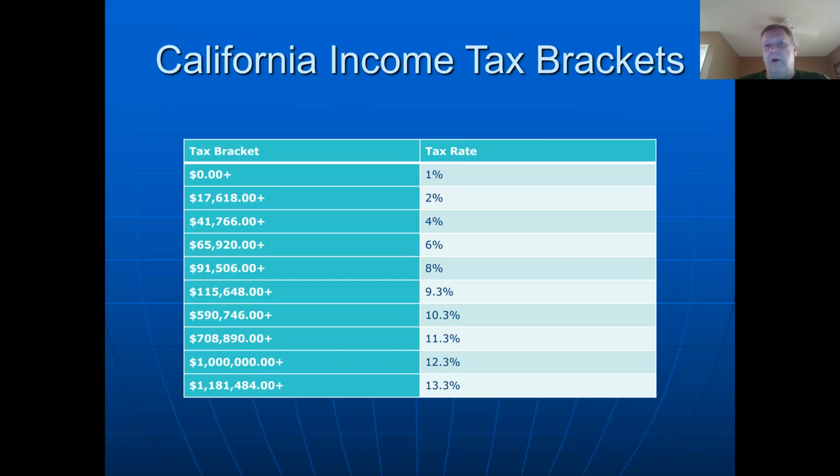California models their tax brackets on the federal level. There's a little bit of difference there. As you can see, there are more bracket categories: 1, 2, 4, 6, 8, 9.3, 10.3, 11.3, 12.3, and 13.3%. But again, the same general idea applies to the California marginal brackets as applied to the federal brackets.